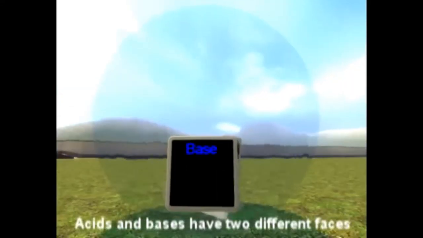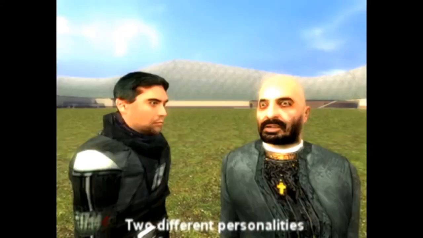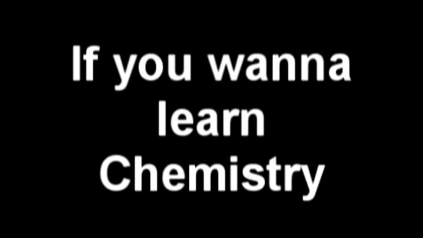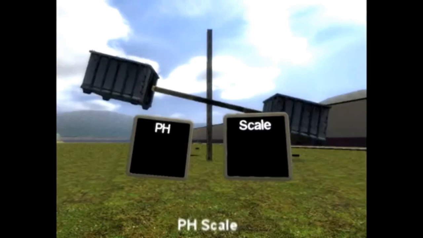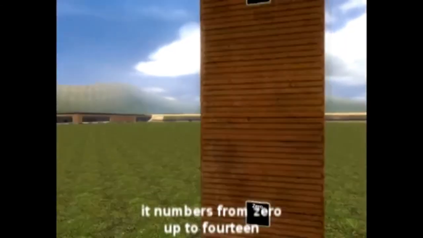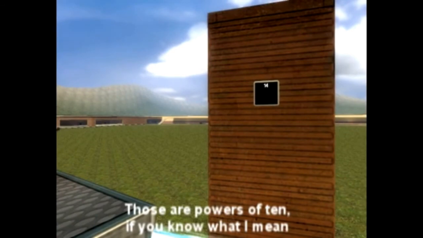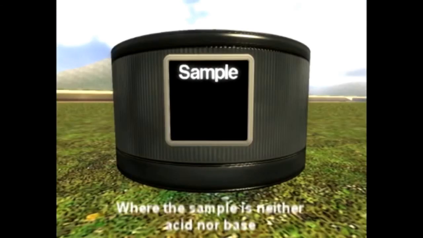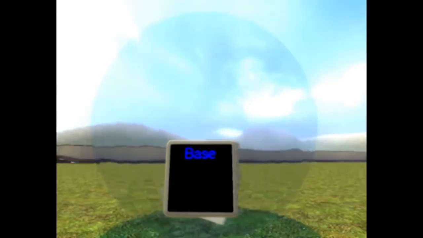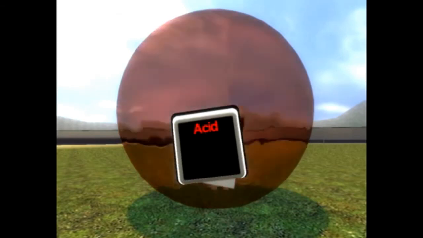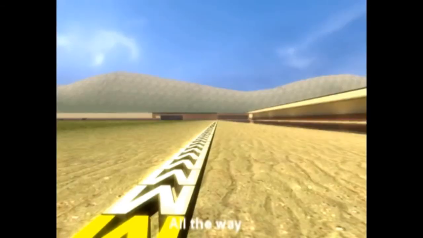Acids and bases have two different faces, two different personalities, and you gotta find out what they're all about if you wanna learn chemistry. Well, there's even more to this wonderful tale, something we call a pH scale. It numbers from 0 up to 14. Those are powers of 10, if you know what I mean. When the pH is 7, then it's a case where the sample is neither acid nor base. But less than 7, it's an acid, we say. More than 7, it's a base all the way.